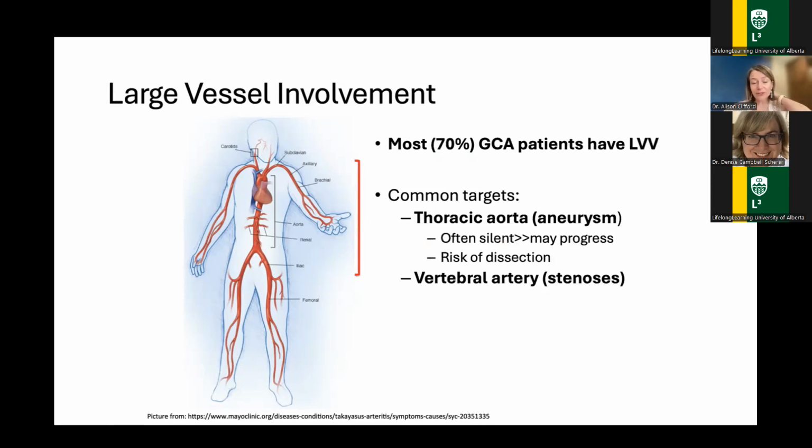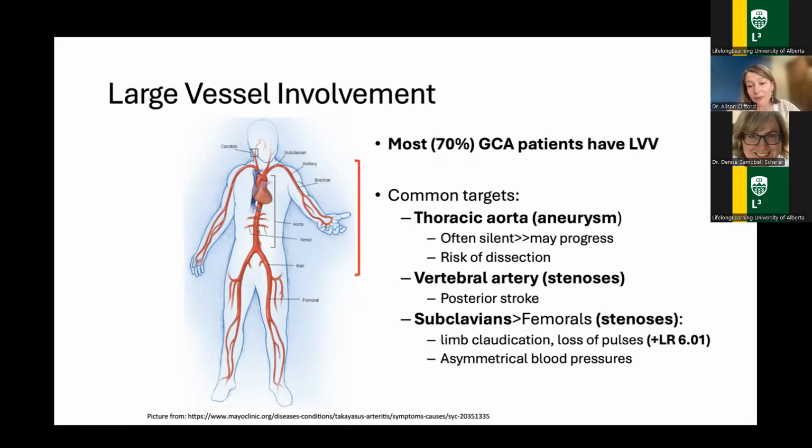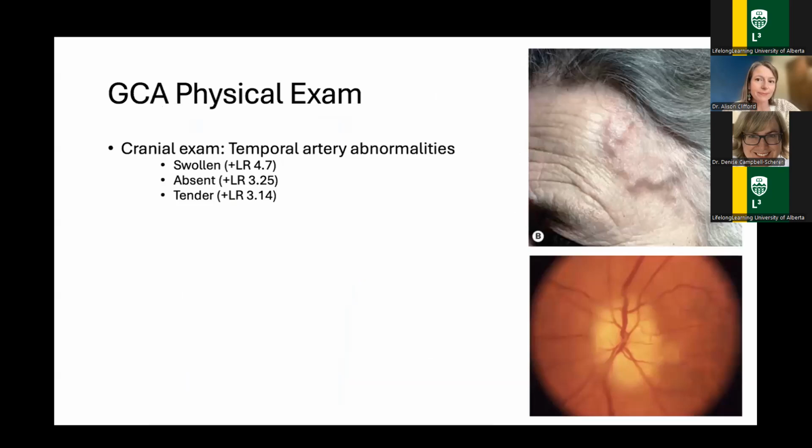The vertebral arteries are a very common target, and patients will most often get stenotic in here, which puts them at risk of stroke. This is usually an early manifestation. And then the subclavian arteries would be the third most common target. Again, very often asymptomatic, but patients can present with loss of pulses in the arms, which is a really good clue.